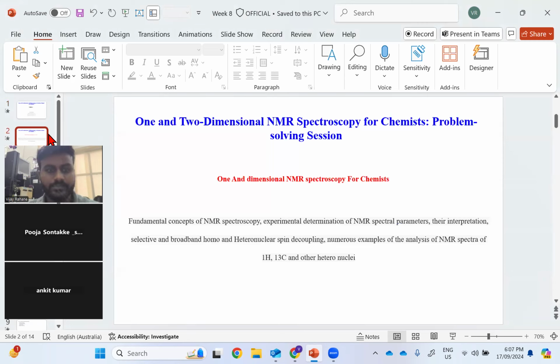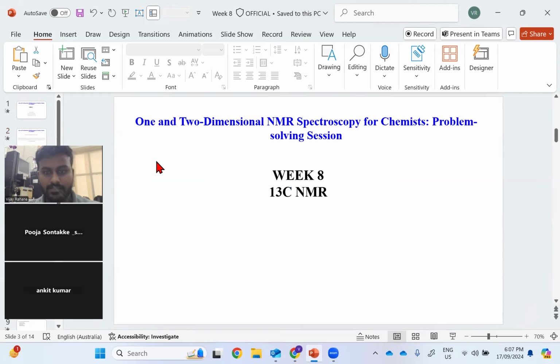Here, as we have seen in this course regarding one and two dimensional NMR spectroscopy, we have already covered the 1H NMR and we are moving toward the 13C NMR spectra, right?